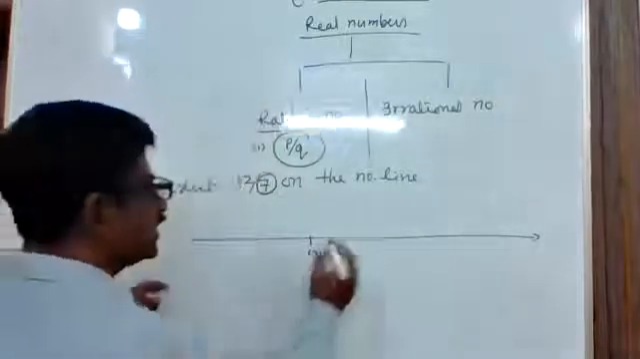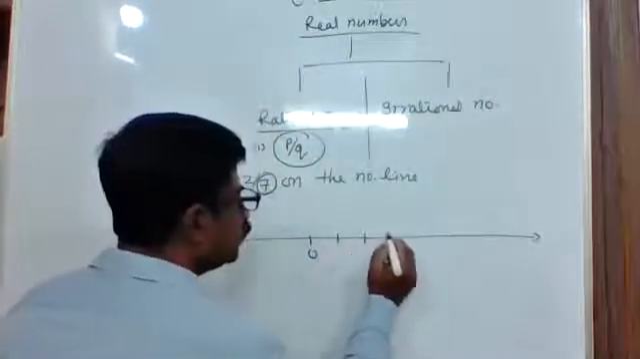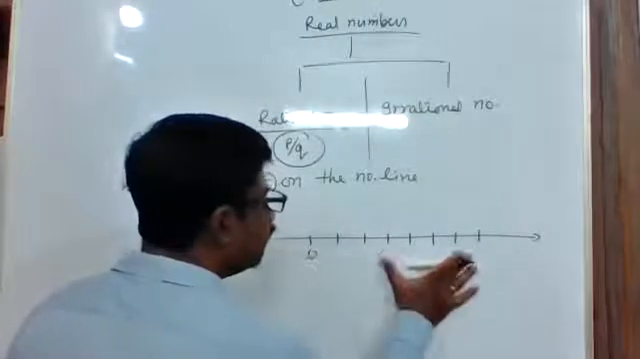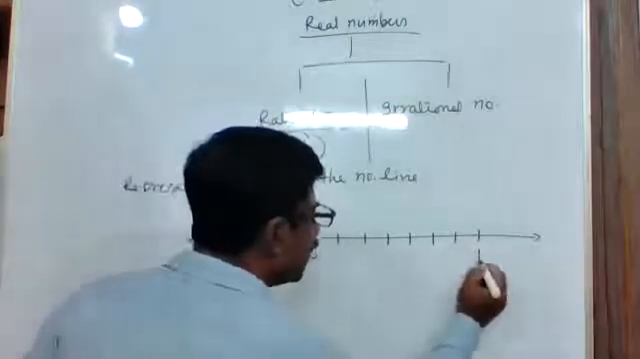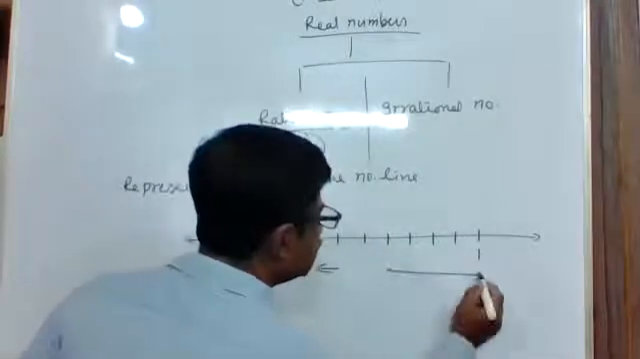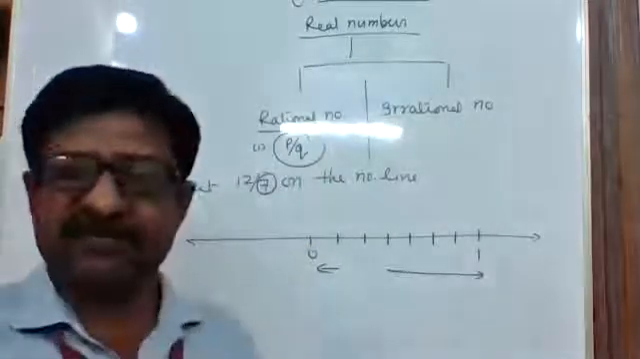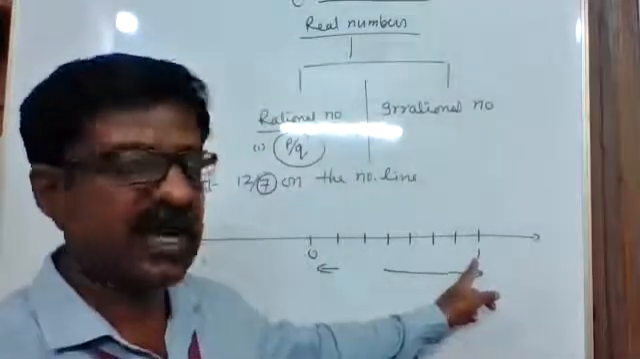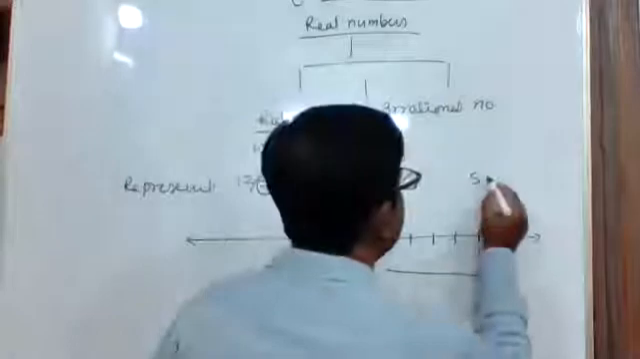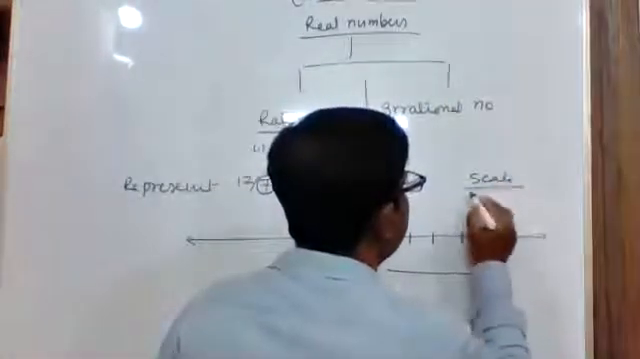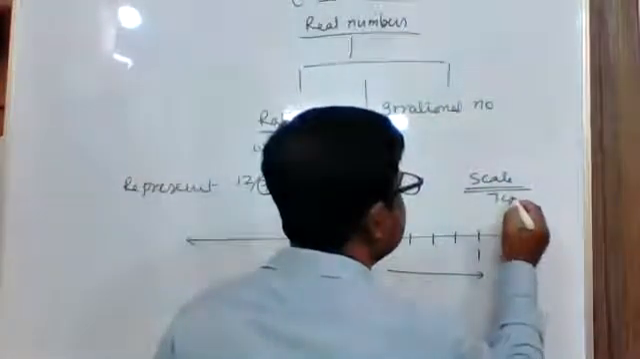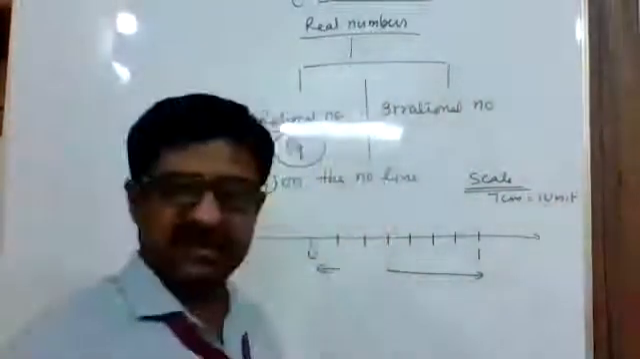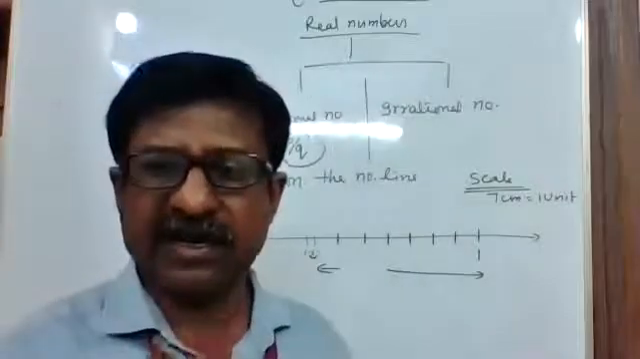We are counting 7 different steps: 1, 2, 3, 4, 5, 6, 7. 7 lines we have drawn at equal distances and we are marking it as 1. That means here we are taking 7 centimeters, but we are representing it by 1. That's the first step you have to write: you have to write the scale. There is a mark for writing the scale. The scale is 7 centimeters equal to 1 unit. Actually, we are taking 7 centimeters, but we are marking it as 1.